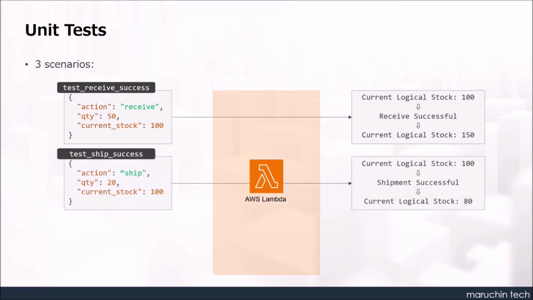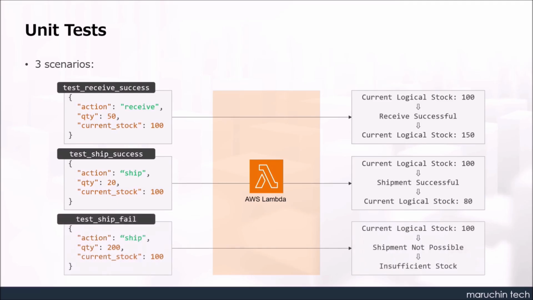For the outbound success case, we use sample data with a current inventory of 100 and an outbound quantity of 20. We expect the inventory to become 80. Finally, for the outbound failure case, we use sample data with a current inventory of 100 and an outbound quantity of 200. Since the outbound quantity exceeds the available inventory, we expect to display an insufficient inventory error.